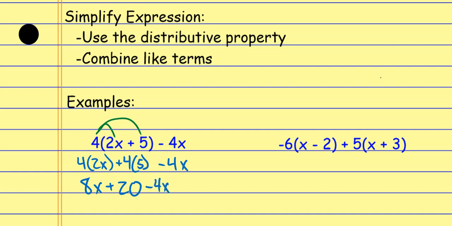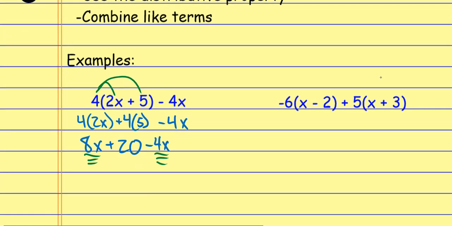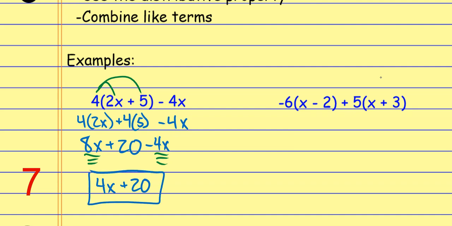But now I want to combine like terms. I look for things the same, and I see this 8x and this minus 4x, they have the same variable, so those are like terms. And since they're like terms, 8x minus 4x gives me a 4x. So they combine to a 4x. The 20 doesn't have anything to combine with, so it stays the way it is. Okay? I'm using my distributive property, but then I'm also combining like terms after I'm done that.